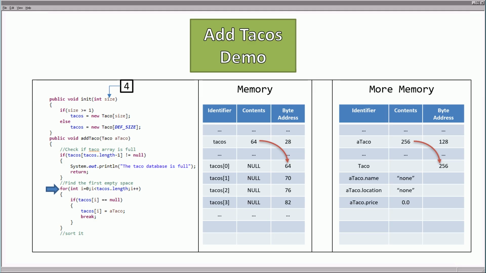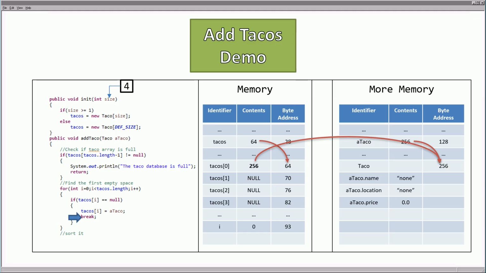Now we enter this for loop. For int i is equal to 0, i is less than tacos.length, i++. So we're looking at tacos at index 0 right here. Tacos at index 0 is null. And so what we do is we assign the value of a taco, which is the memory address, to the memory address here, and it becomes 256. Now that parameter was pointing to that instance. Now tacos at index 0 is pointing at that same instance.